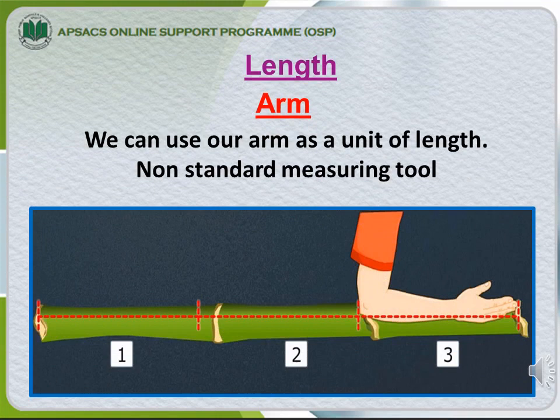Arm. We can use our arm as a unit of length and it is also a non-standard measuring tool. Like hand span and foot span, we can use our arm to measure the length of different objects, and its distance is from the tip of the big finger to the end of the elbow, as you can see in the picture.